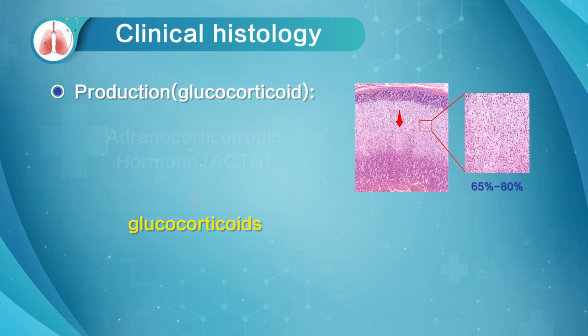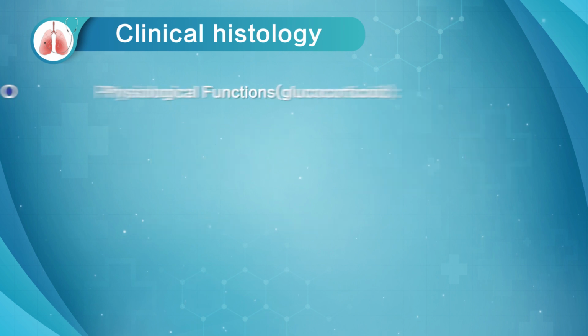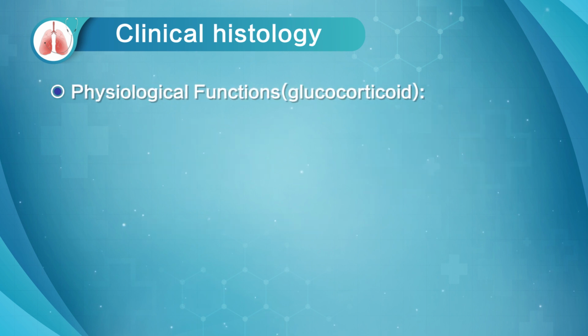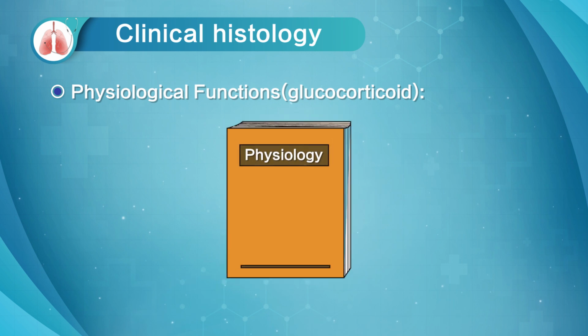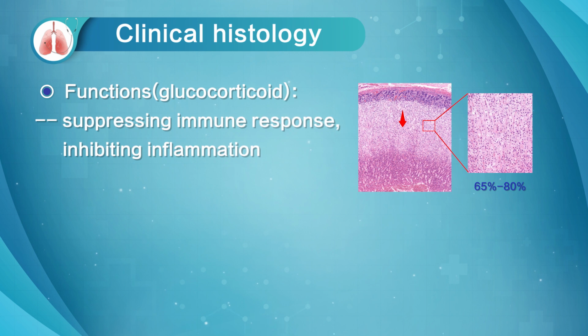Production of glucocorticoid is mainly regulated by adrenocorticotropic hormone, which is secreted by the pituitary gland. The predominant glucocorticoid in humans is cortisol. For the physiological functions of the glucocorticoids, please again refer to resources in physiology. One of the functions of glucocorticoid is in suppressing immune response and inhibiting inflammation.